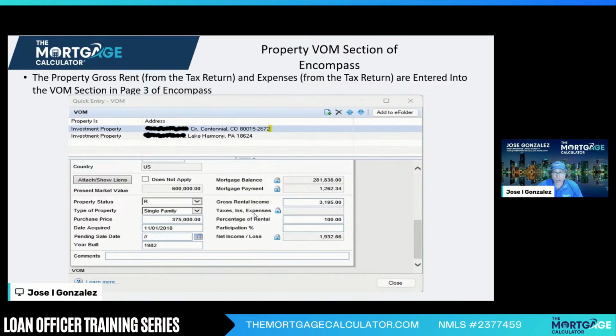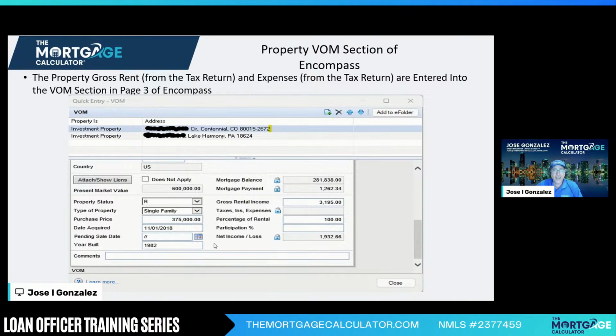And then also your other expenses that may still be applicable, they'll be here. And then percentage of rental: if he's 100% owner and you're using 100% of the income, that would be 100 and 100. However, if he's not 100% owner, maybe he owns a property 50-50, you're only going to give him 50% of the income. And likewise, if it's an unseasoned rental, you're only going to give him 75% of the income, then you would have 75% here on that section.